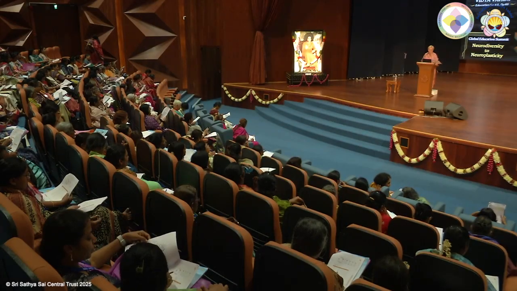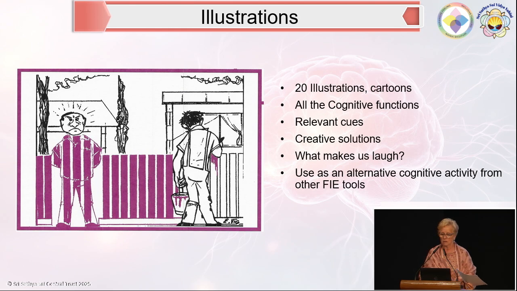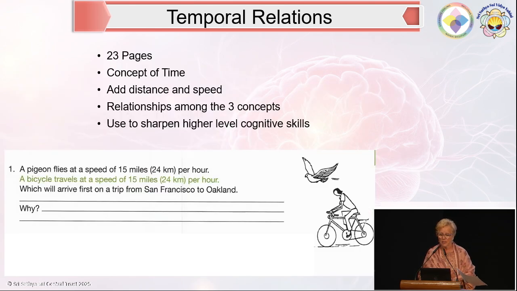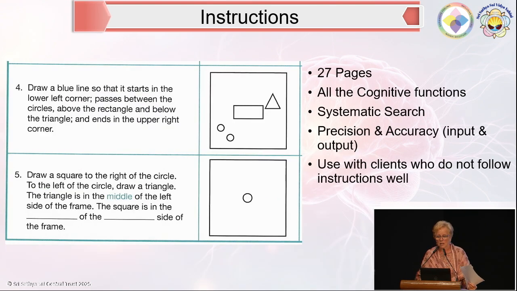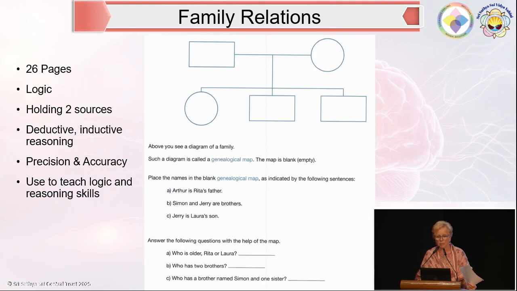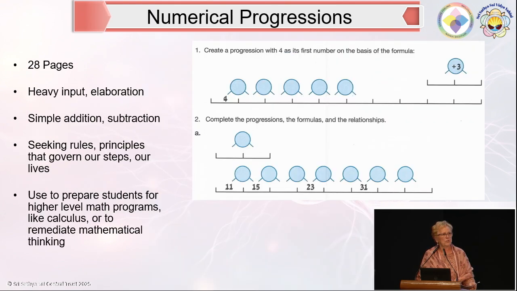I've got this whole presentation with all these other programs. Here's illustrations. Temporal relations is the difference between time, distance, and speed. Program called instructions, a program called family relations that is about deductive and inductive reasoning. Numerical progressions is another program that could set kids up for higher math, help them do calculus.